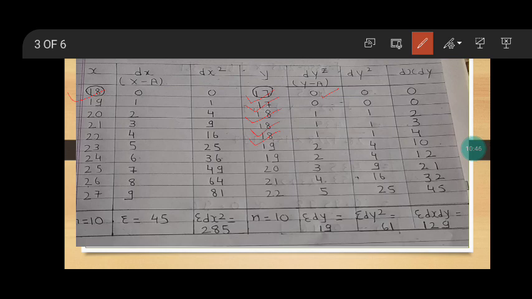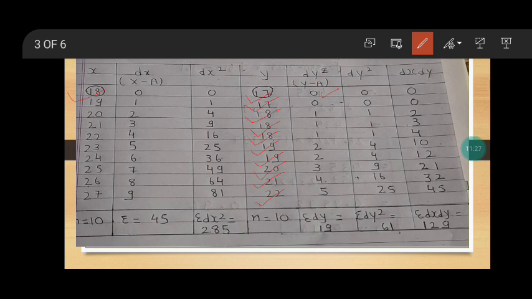Okay, the next item is 19, so we are going to do 19 minus 17, because the value of y is 19 and the assumed mean is 17. So we get 2. Next item is again 19, so again 19 minus 17 gives 2. Then we have 20, so 20 minus 17 gives 3. Then we have 21, so 21 minus 17 gives 4. Then the last item is 22, so 22 minus 17 gives 5.